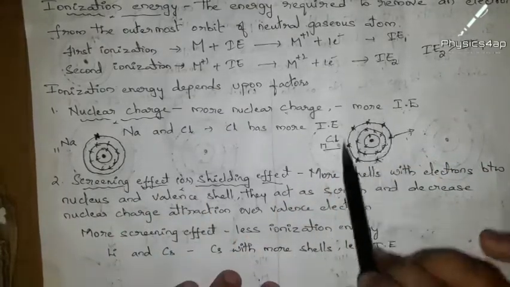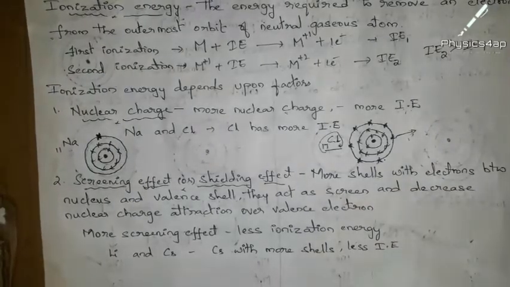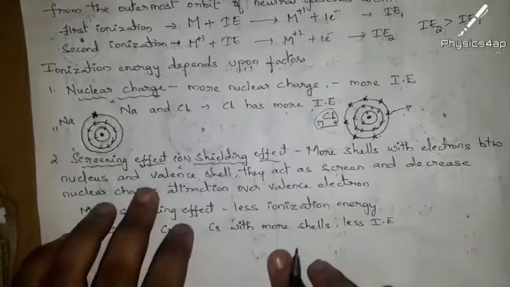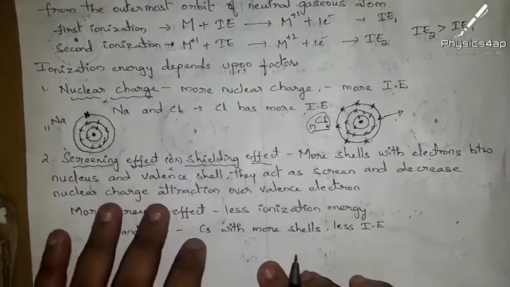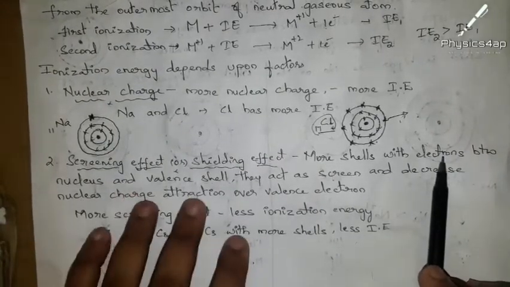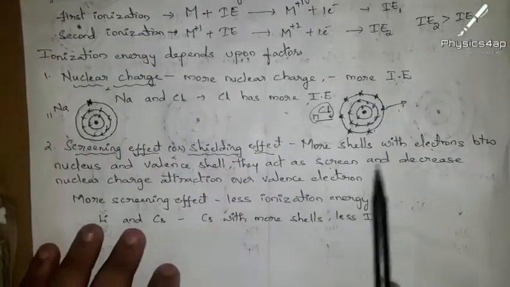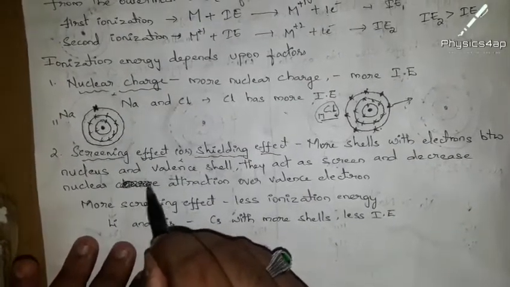Next, coming to the screening effect, or what we also call the shielding effect. It is nothing but this: the more shells with electrons between the nucleus and the valence shell, the more they act as a screen and decrease the nuclear attraction on valence electrons. The screening effect is the number of shells present in between.